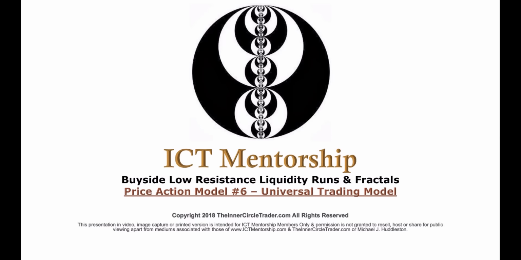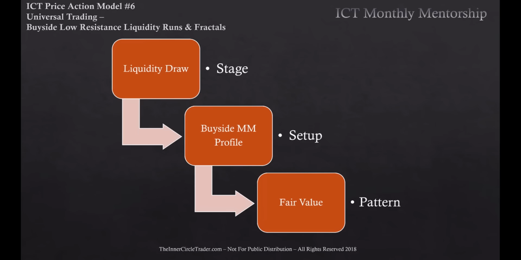Okay folks, welcome back. So this is price action model number 6, universal trading model, and we're going to be specifically dealing with the buy side low resistance liquidity runs and fractals. For the stage, we're going to be looking for a liquidity draw. The setup is going to be a buy side of a market maker profile. And the pattern is going to be fair value.